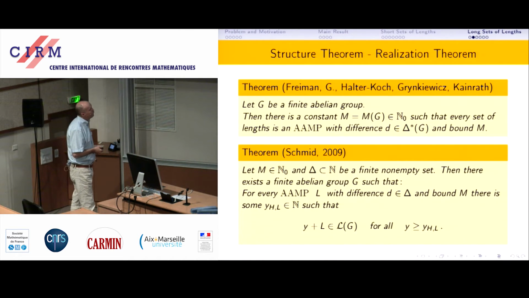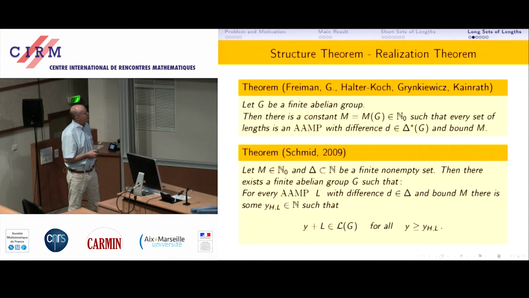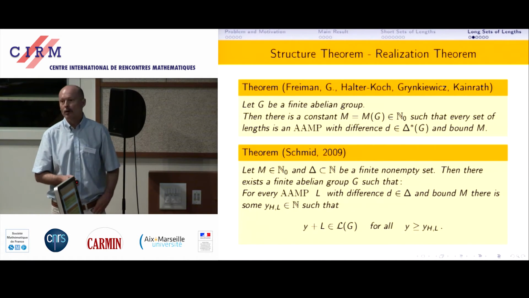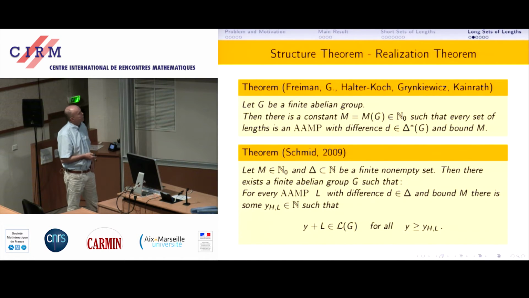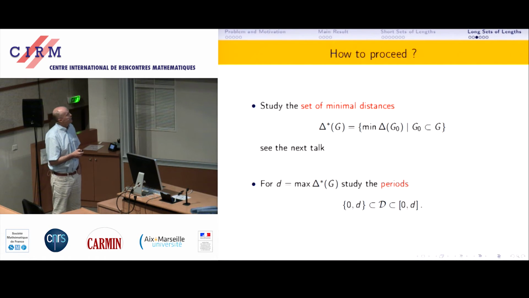And this structural description is best possible in a sense proved by Wolfgang Schmidt. Given any M and any finite set delta, there is one fixed group G such that any AAMP with these parameters occurs in L of G. I did not tell you yet what the delta star is, and I'm not going to do so. You see a definition here, but delta star will be the topic of the next talk. So I don't talk about this delta star.